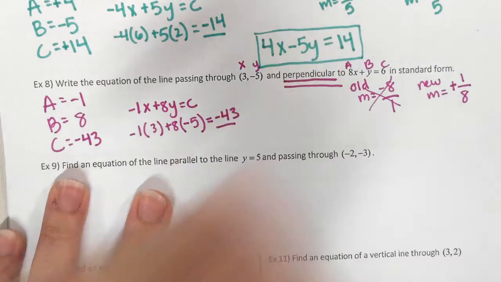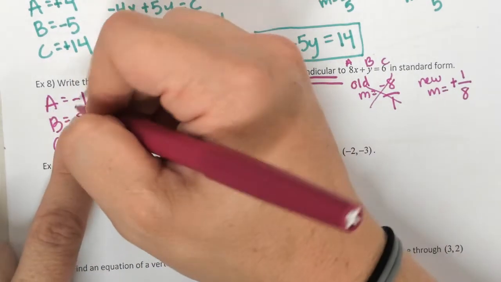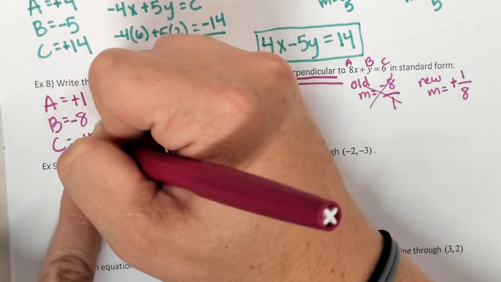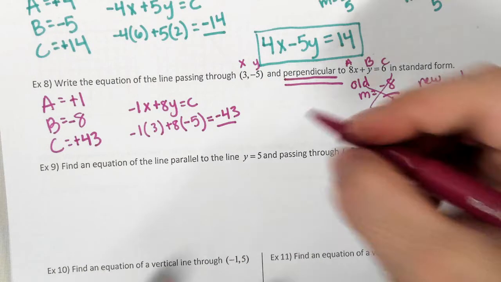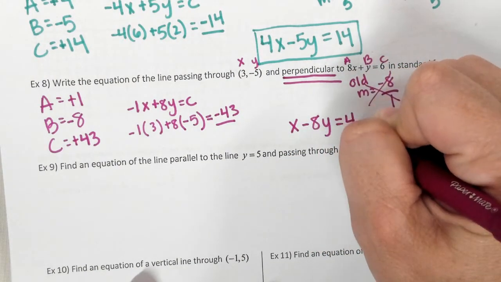But what do I notice? We have to flip them because A is negative. So what's the opposite of -1? Positive. What's the opposite of +8? -8 and positive 43. Perfect. So we get x - 8y = 43.